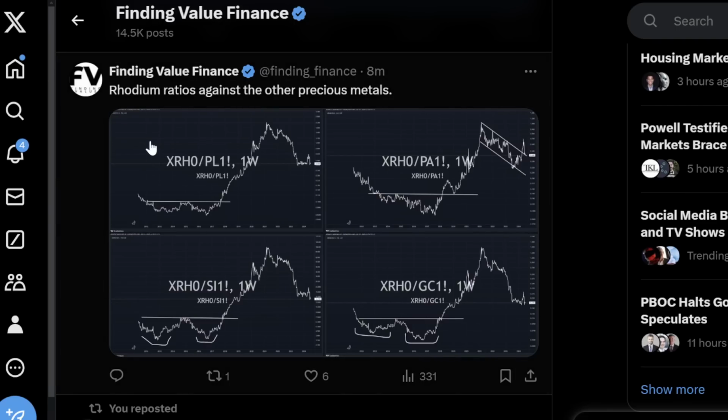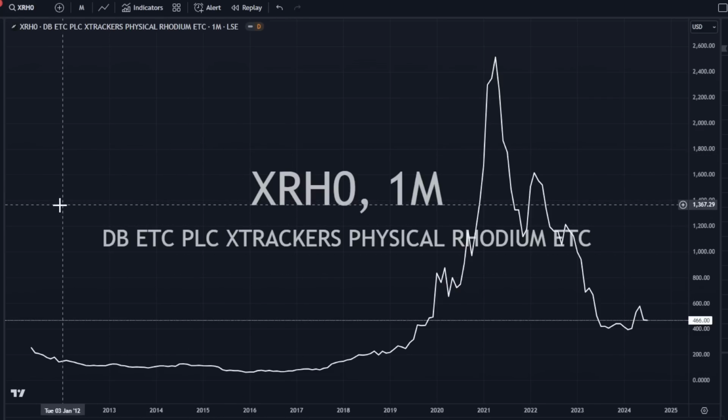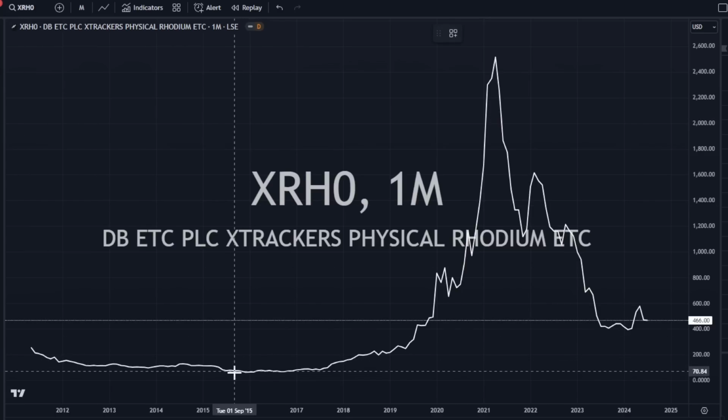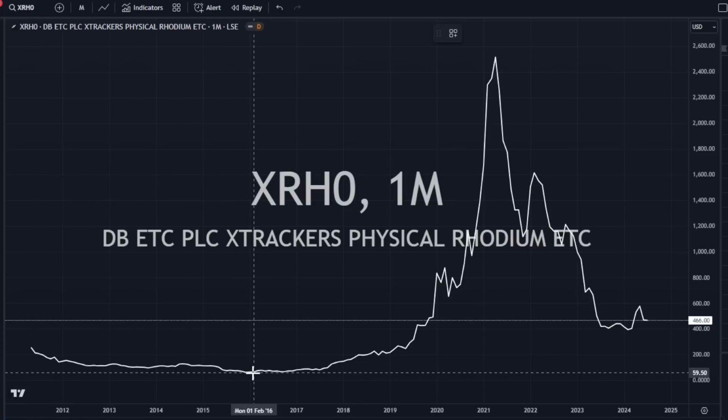So what does that mean? It was cheap in 2016. I just want to pull up the rhodium chart. What does that mean in dollar terms? So you guys can have an idea of what that actually means. So if I were to put 2016, I'll put the price label here. In 2016, it was about right there.